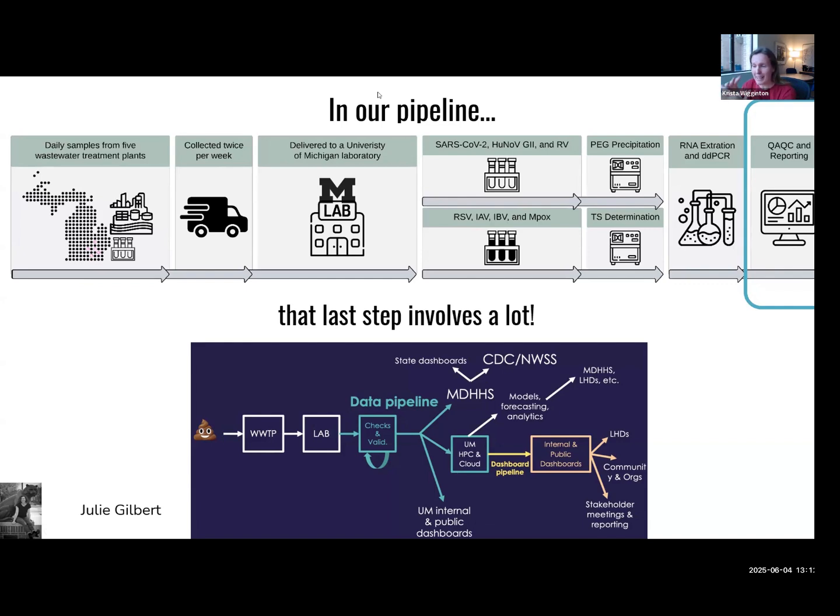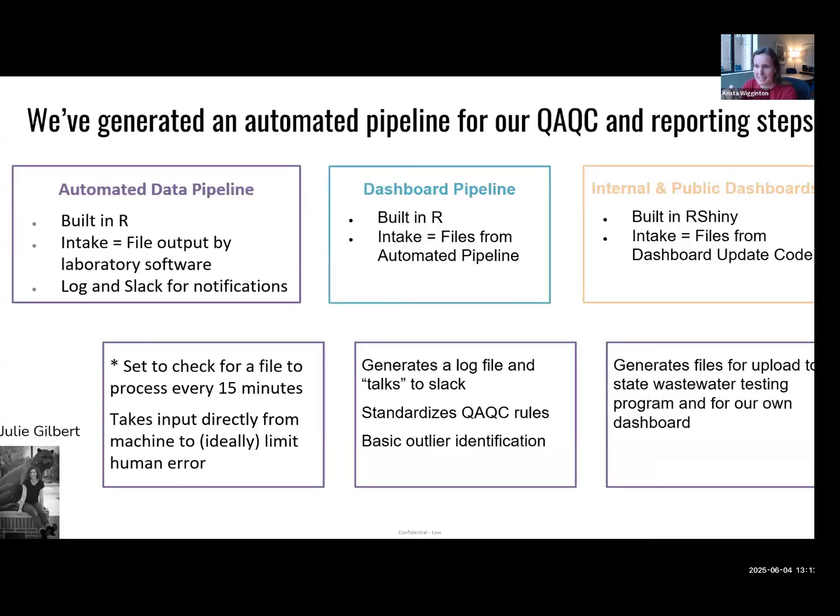So this is a little bit high level of how this pipeline works. So we have this automated data pipeline she built in R. It takes the files directly from the software. And so every 15 minutes, there's kind of this screen to see if there's new files that have been generated from the technicians. And then the data gets put into some central U of M folders, and there are Slack notifications to let us know when these data have been processed.